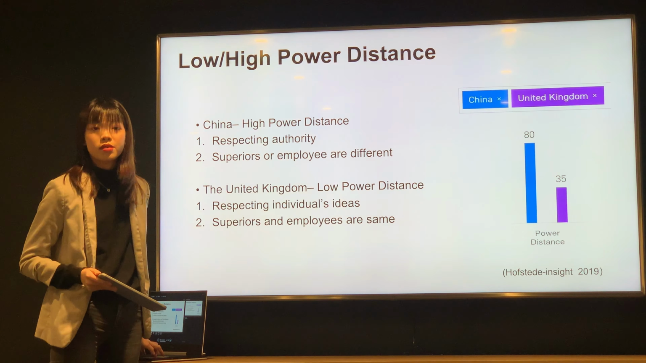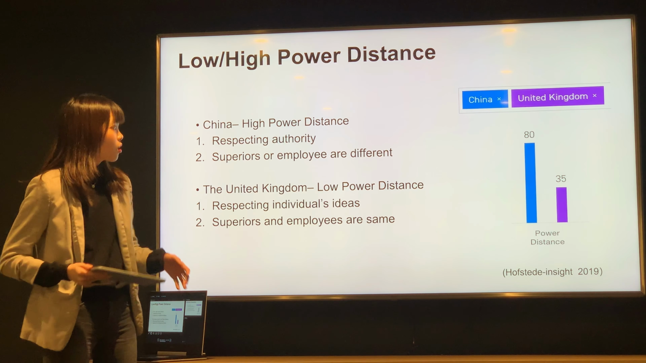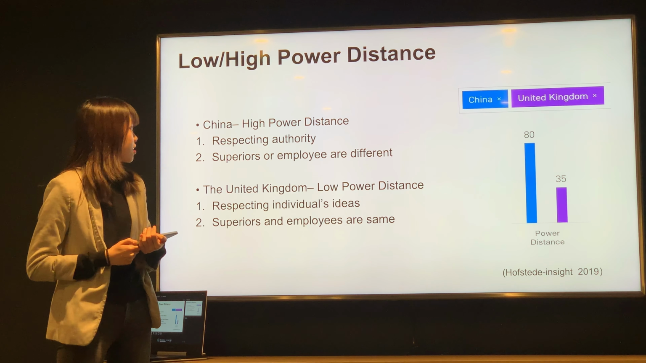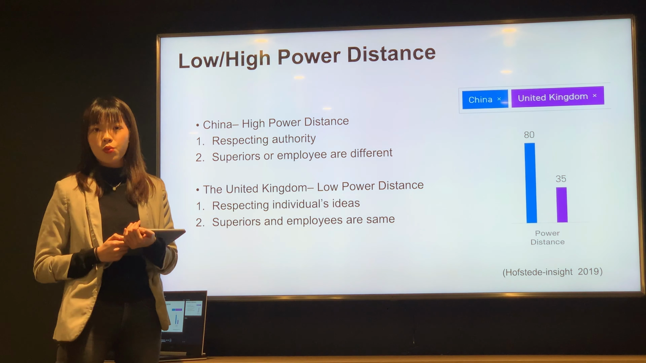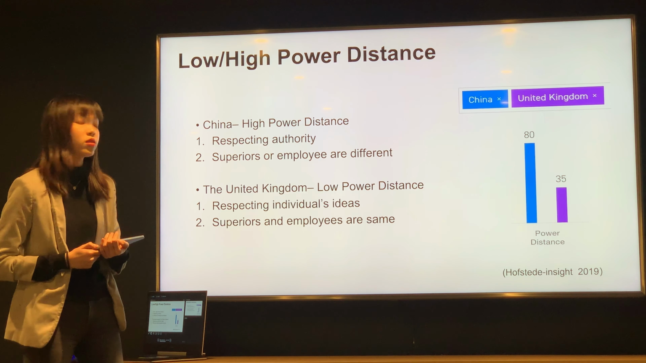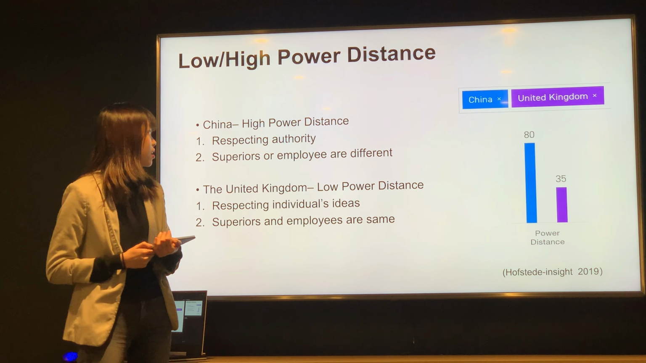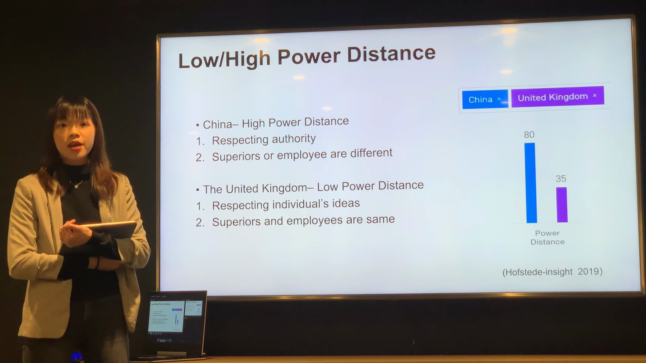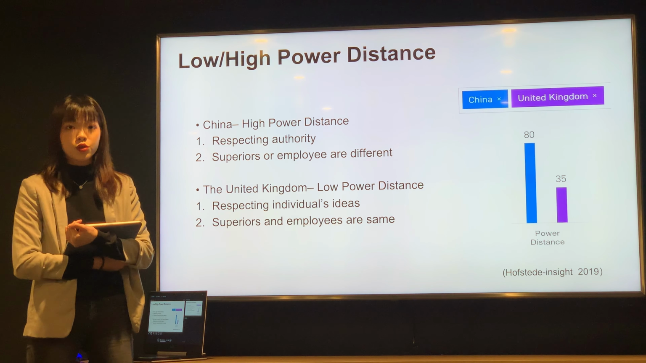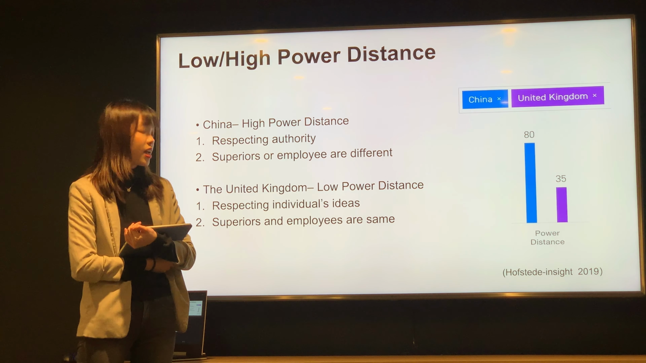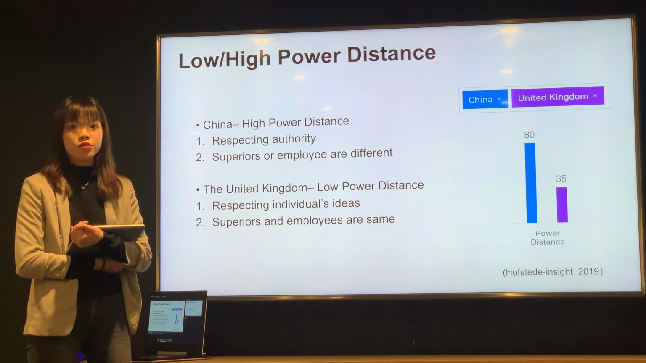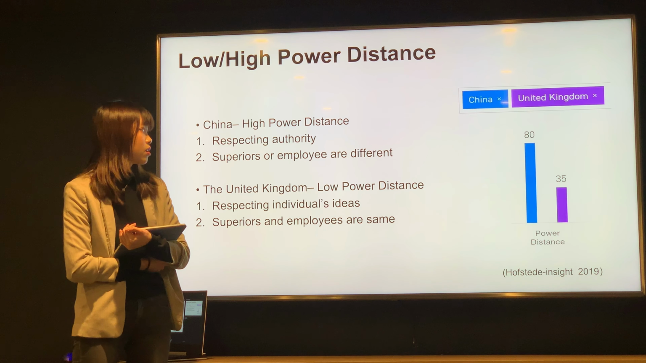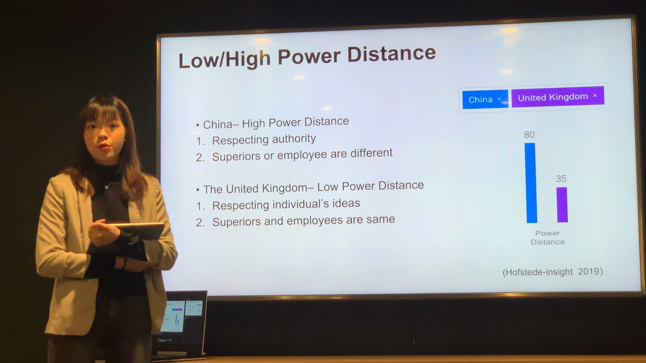First of all, let us look at power distance. According to an online research, China is a high power distance country, while the United Kingdom is a low power distance country. In China, a lot of people respect authority. It means if you work in a company, the superiors will tell you what you need to do and you need to follow the orders to finish your work. So the superiors always have more power than the employees.